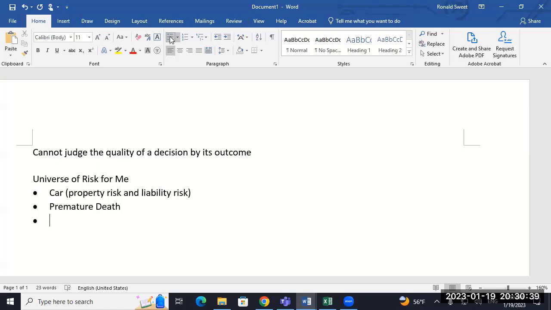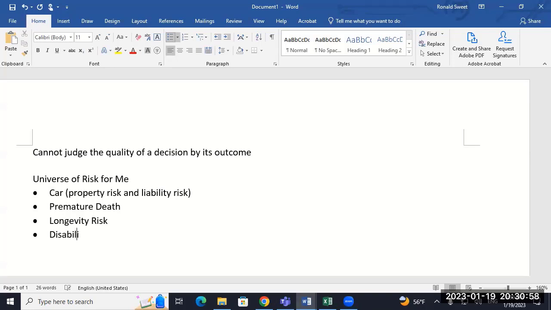Y'all saw it in my life insurance class last semester. What's that called? Do you think that's a risk, living too long? Huh? Outliving your income. What other risks do you have?